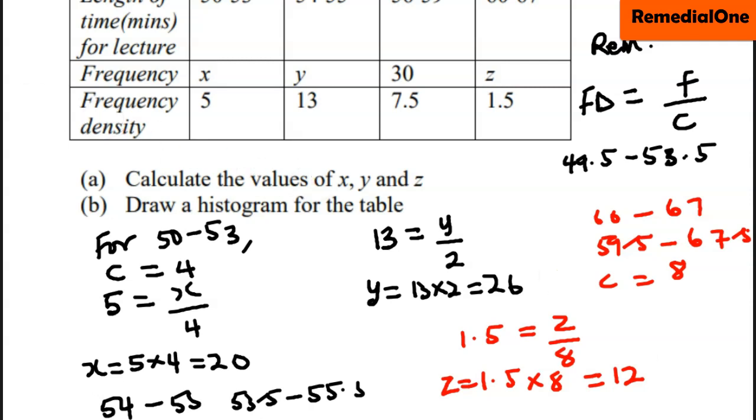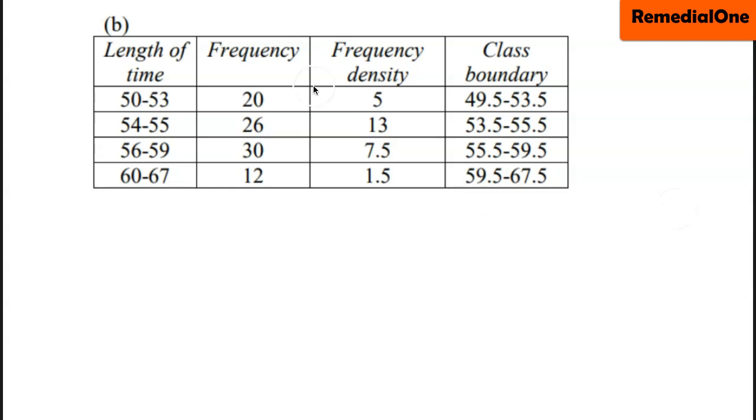Let's summarize the table. So now we have a complete table. When the frequency is 20, the density is 5; 26, 30, and then 12. And there's one thing that we need to know, the class size. Well, that is what we are going to use to draw the histogram. The class size here is 4. This is the class size. This is 4. This is 2. Also 4. Then this is 8. These are the class sizes.